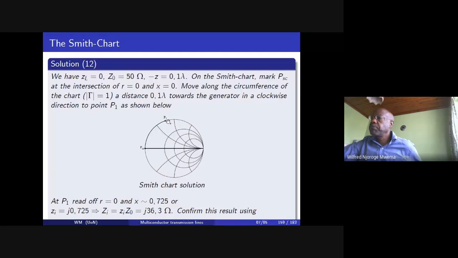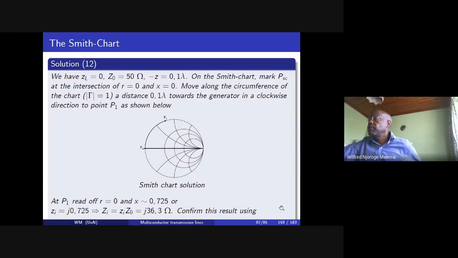At this point, we'll read off the value of R. R is going to be equal to 0 because R is only along this line. So R is 0 there, and the X is going to be approximately 0.725, so the normalized Zi is given by j0.725. Now denormalize it, and we get a value of j36.3 ohm.